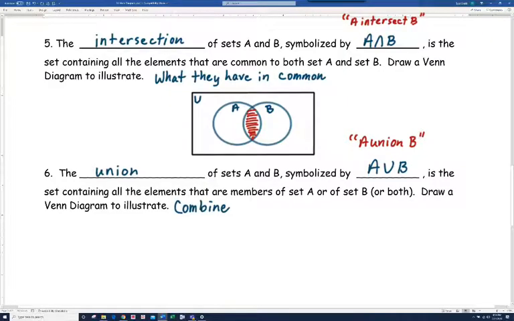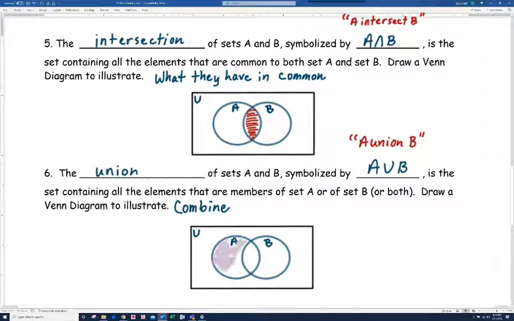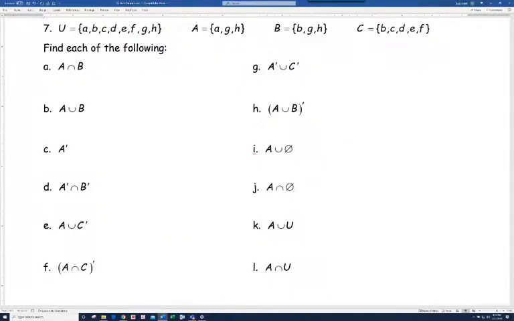Well, first of all, I want you to think of the word combine when you think of union. We're basically just combining the sets together. And so our Venn diagram looks like this. Notice I'm going to take all of A and combine that with all of B. And so that's a picture of A union B. So everything that's in A and everything that's in B. All the elements in A and all the elements in B. All right, let's move on to the next slide.